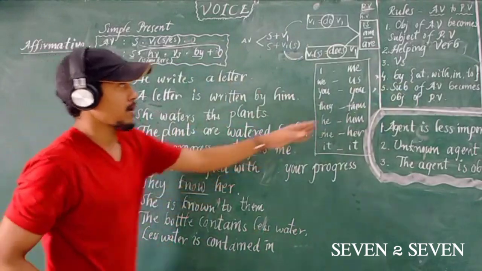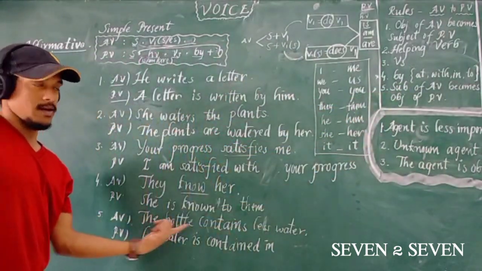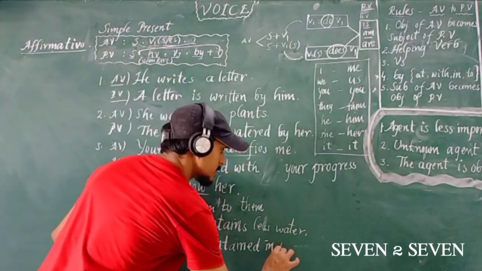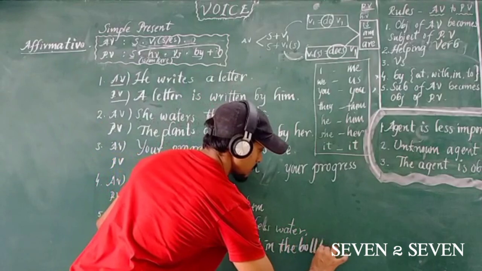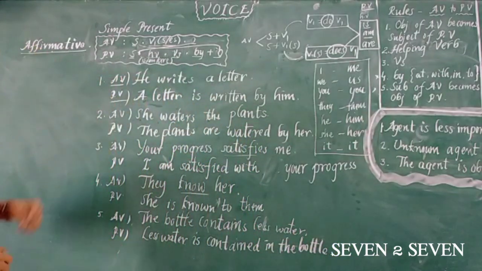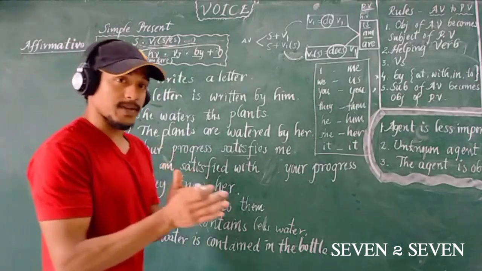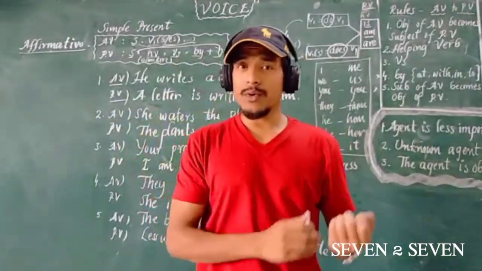The subject of active voice is the bottle, which becomes the object in passive voice: the bottle. So this is how we convert a simple present tense affirmative active to passive.